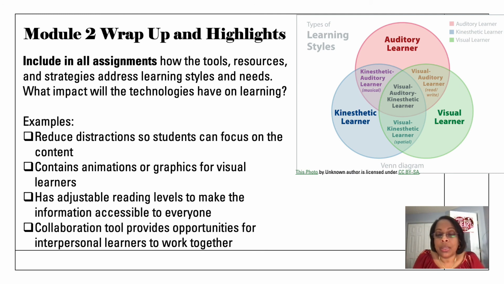Some example phrases you can use. One example is reduce distractions so students can focus on content. That could be big T or little t technology. Another example, for visual learners, you've selected animations or graphics to help them visually see what's going on in a process, maybe a science process like photosynthesis. Another example, maybe a technology you choose, especially websites, may have adjustable reading levels to make the information accessible to everyone in your class.